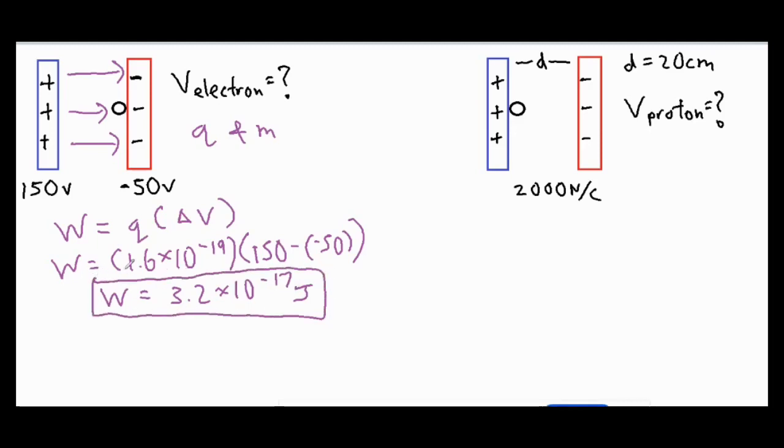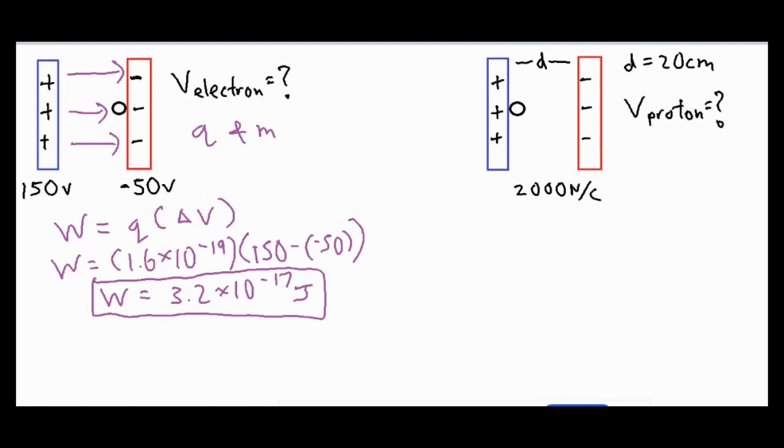Now for this one, I just took the magnitude of the charge for an electron, so there's no negative in front of it. And then I took the delta V. Here's the ending voltage of 150 minus the initial. So we're subtracting the negative 50, which makes it 200 volts as the delta V. Now the work done by the field is 3.2 times 10 to the negative 17th joules.